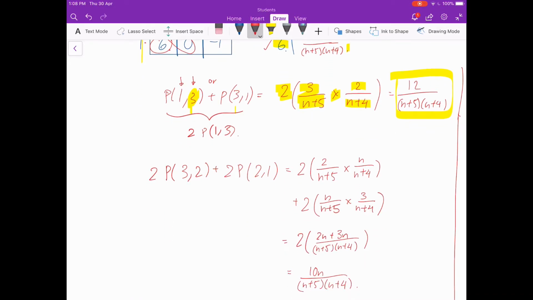Okay, I observe again. 3, 2 and 2, 3 are the same, so I can just times 2 to one of them. 2, 1 and 1, 2 are the same, so I can just times 2 to each of them. So I calculate them one by one. Okay, plus them together and just handle the calculation.